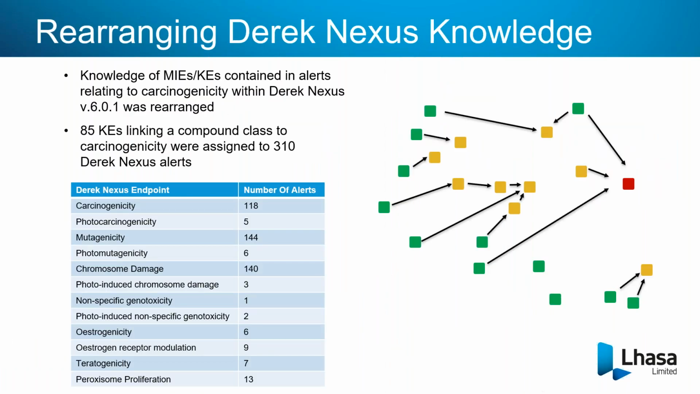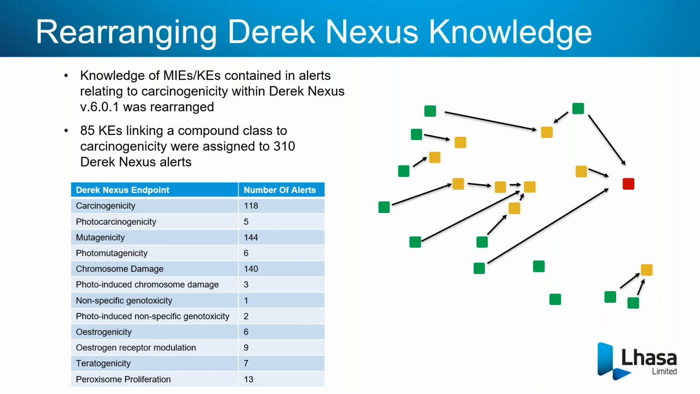With this methodology in place, we embarked on a project to rearrange all the knowledge present in these alert comments into an AOP framework. Since some of the most developed endpoints in Derek Nexus relate to the adverse outcome of cancer, we decided that this might be the best place for us to start. So we investigated all the carcinogenicity-related endpoints outlined in the table from Derek Nexus 6.0.1.